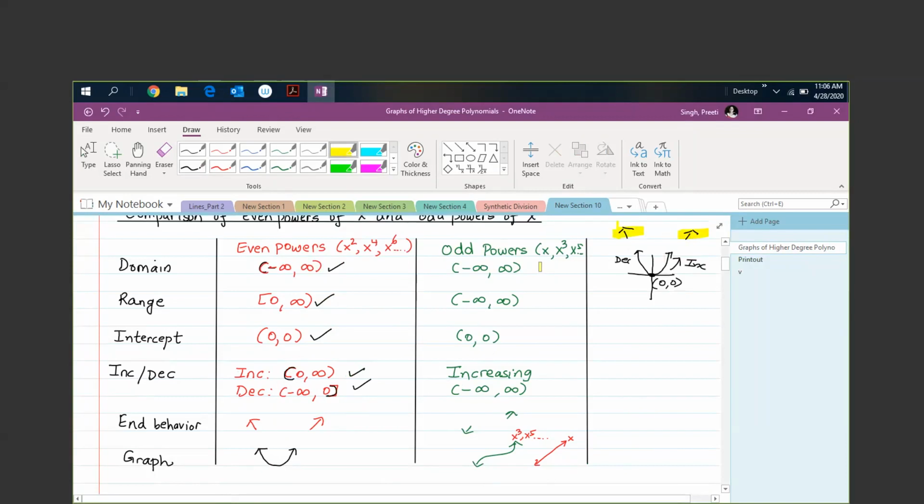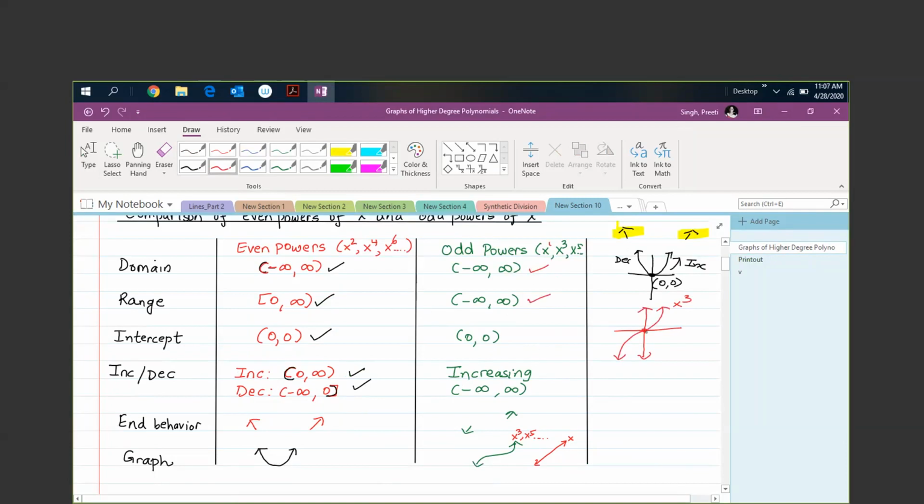Coming to the odd functions or odd powers, and I'm going to include x as well because one is odd as well. So x cube, x to the 5, and so on. The domain for all of these, let me draw just x cube here. So x cube looks like this, as we have seen before. The domain for all of these is negative infinity to infinity. It extends indefinitely left and right. It extends up and down indefinitely. So range is also negative infinity to infinity.